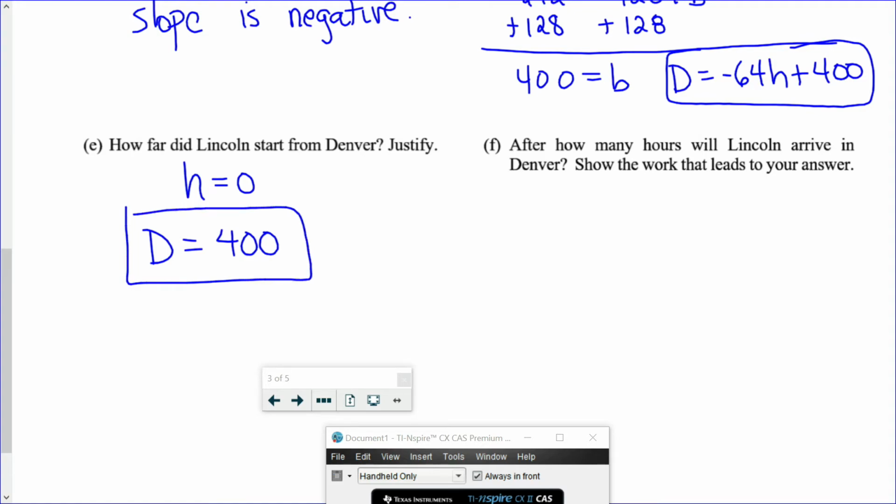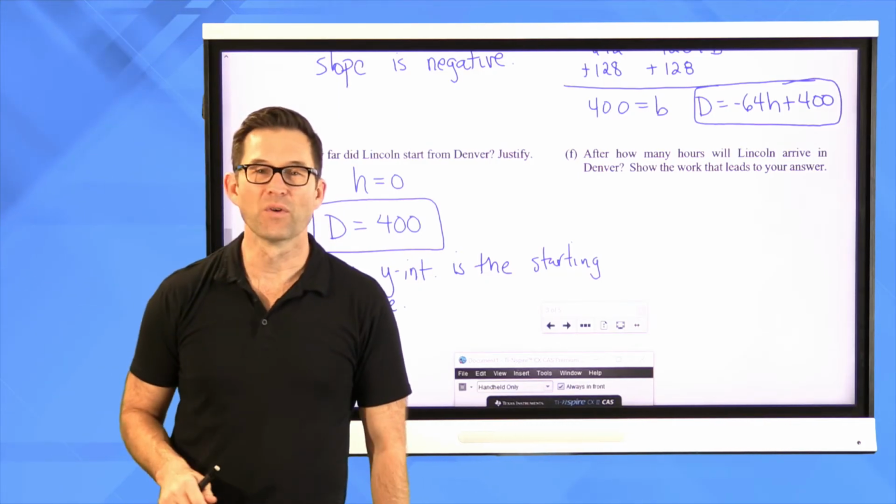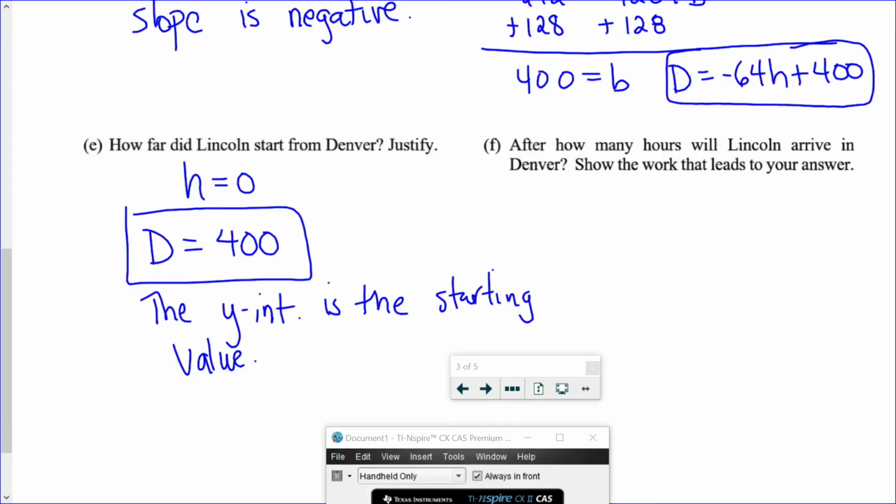Right? The y-intercept is the starting value. So obviously, Lincoln starts quite a bit away from Denver and is heading towards it. And of course, a good final question to ask in letter F: after how many hours will Lincoln arrive in Denver? Show the work that leads to your answers.